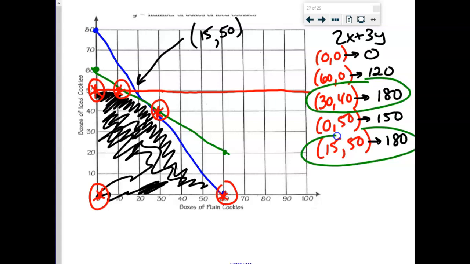And what is their profit that they're making, by the way? Which number there represents how much money they're making? The 180. So you're going to maximize your profit at $180 by either making 30, 40, or 15, 50.